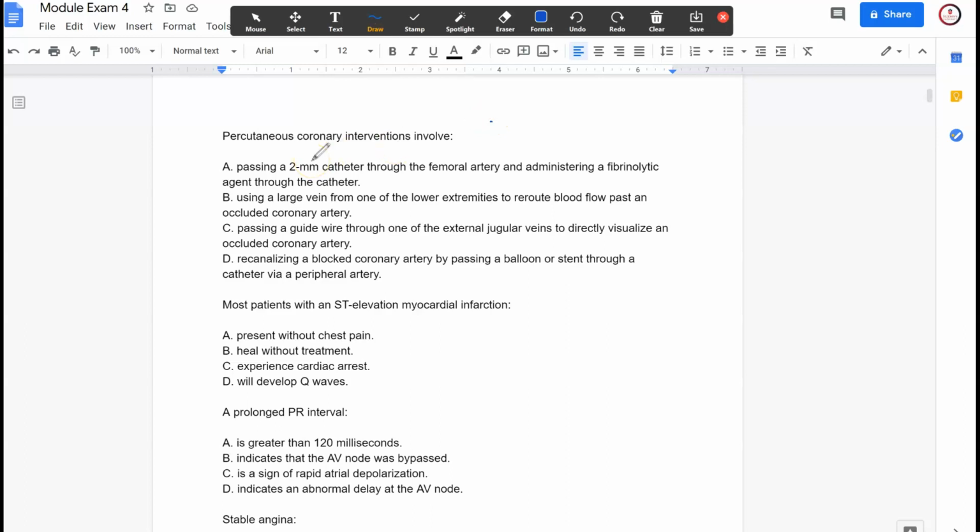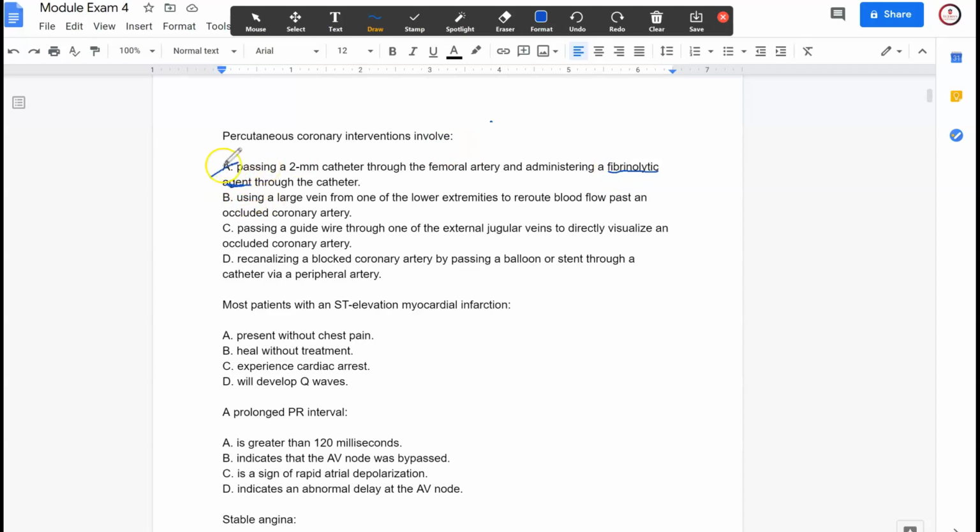Percutaneous coronary interventions, right? PCI, we talk about this is when you bring that patient up to the cath lab. What does it usually involve? Passing a 2 millimeter catheter through the femoral artery to administer a fibrinolytic agent. You had me there until the fibrinolytic agent, because they're not always doing that. Most of the time they're using a stent, correct?